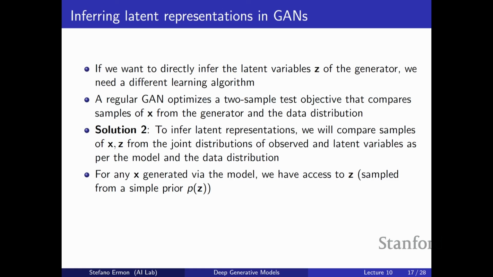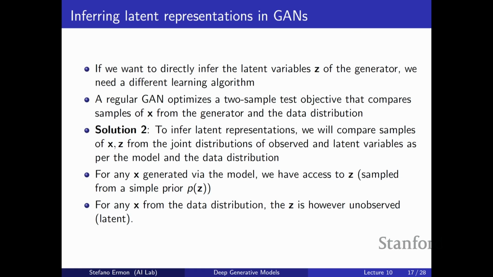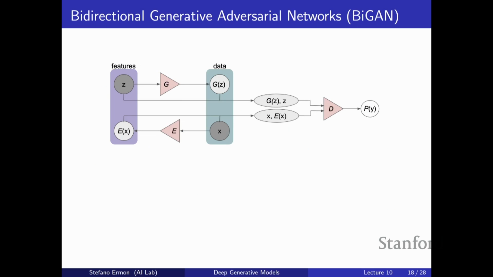And the thing is that when you sample from the model, you get to see both the X and the Z part, because you're sampling them yourself. But in the data, you only get to see the X. There is no corresponding Z. And so the way to do it is to essentially, just like in a VAE, introduce an encoder network that will map X to the corresponding latent representation Z. And so the architecture looks like this.